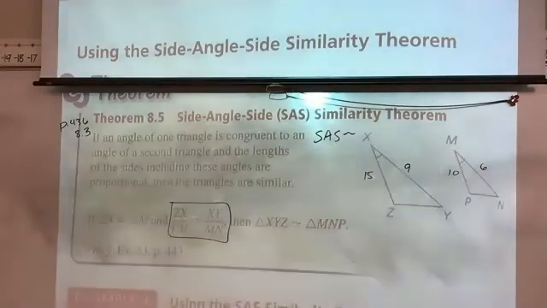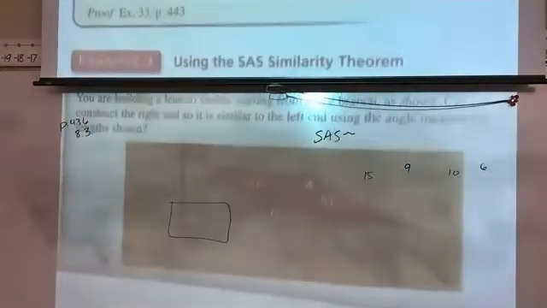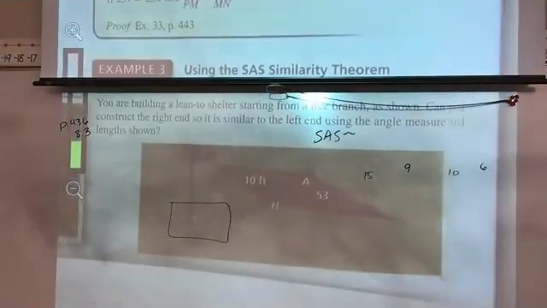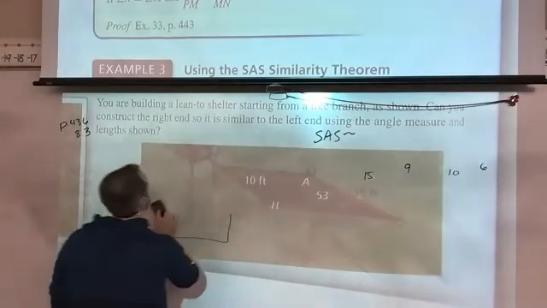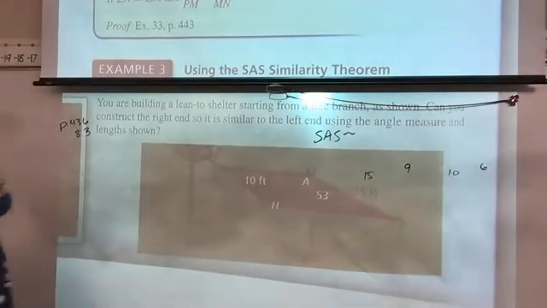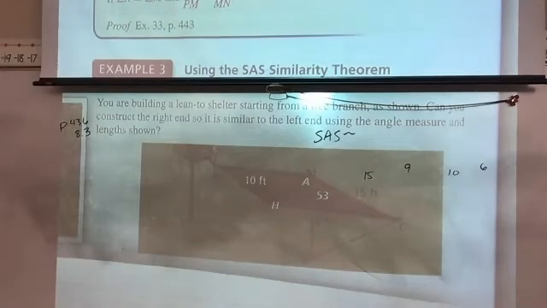It's going to be the same sort of idea here. Real world situation. We love our real world situations, because you never know when you're going to be building a lean-to, starting from a tree branch. So it says, can you construct a right end so it's similar to the left end using the angle measure and the length shown?